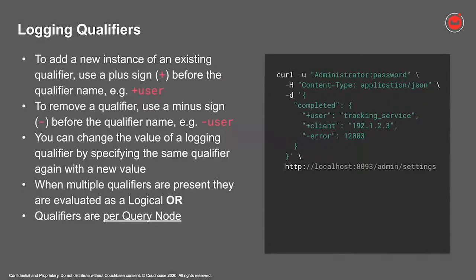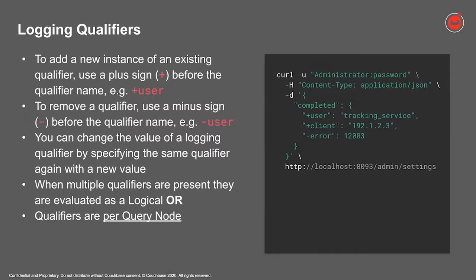We can add logging qualifiers by calling the Nickel Admin REST API and using the plus sign to add them, using the minus sign to remove them. Now, logging qualifiers are evaluated using a logical OR. So for this particular example, we will save the query in system completed request if the user is tracking service or the IP address is 192.123.